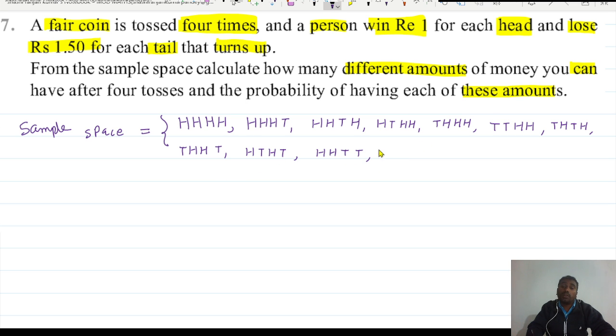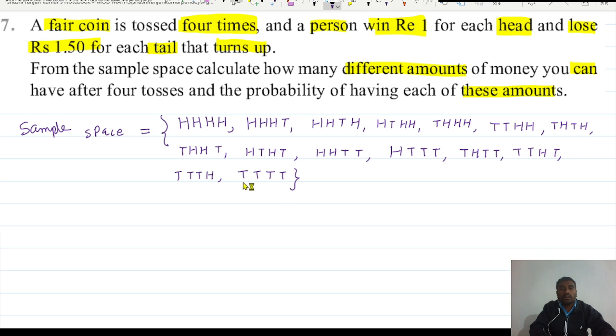Now let us increase one more T here. So what can be the next? H, T, T, T. What can be the next? Next it can be T, H, T, T. Then T, T, H, T. After that T, T, T, H. Okay, so with these three, next we have to write all T. So T, T, T, T.